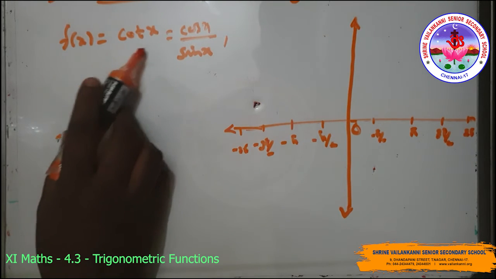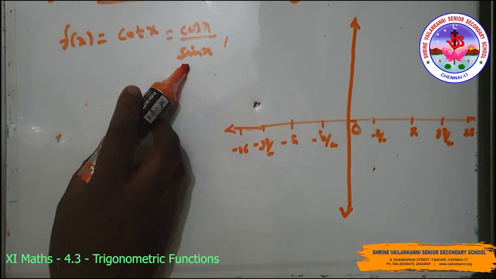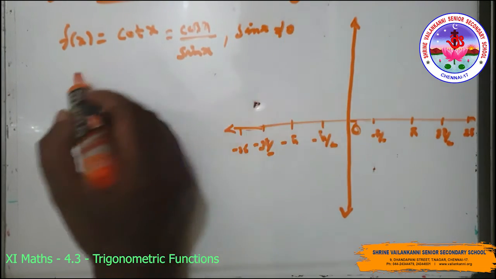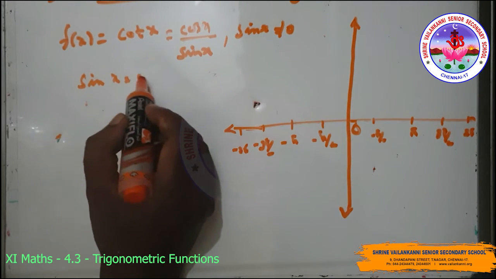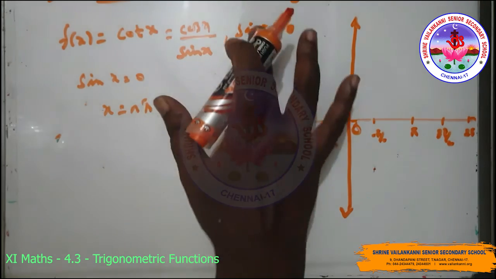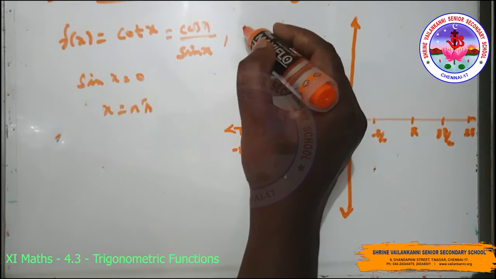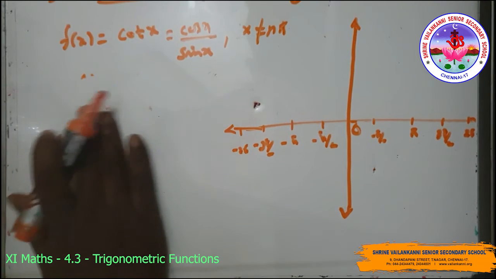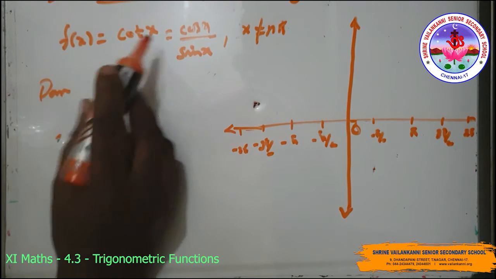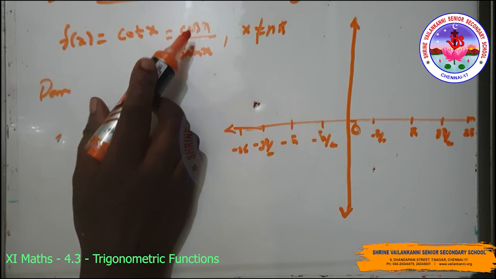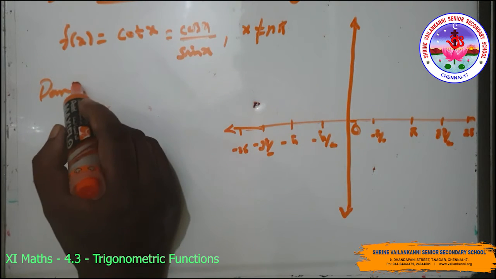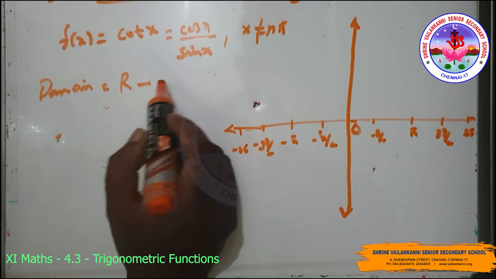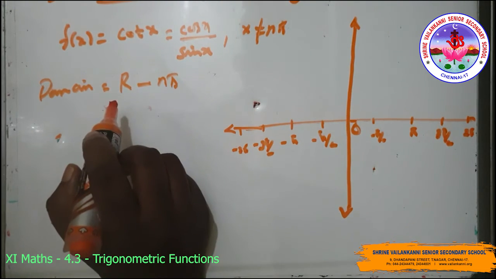So the fourth one, f of x is cot x. Cot x is cos x by sin x. In a rational function, sin x is not equal to 0, but sin x is equal to 0 when x is equal to n pi. So we can say that x is not equal to n pi. Since the domain of cos x is real numbers and of sin x is real numbers, the domain of cot x is all the real numbers except n pi, so R minus n pi.